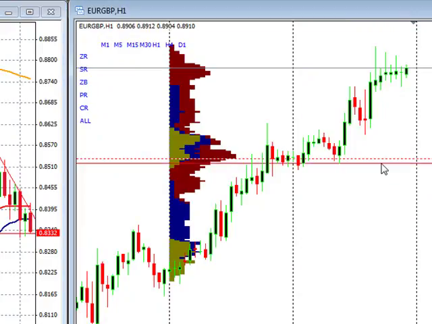And we can see on our market profile that the point of control is down here at 85.51, so that's something to watch. And overall, I just think that of the euro pairs, this is the one that caught my eye the most.